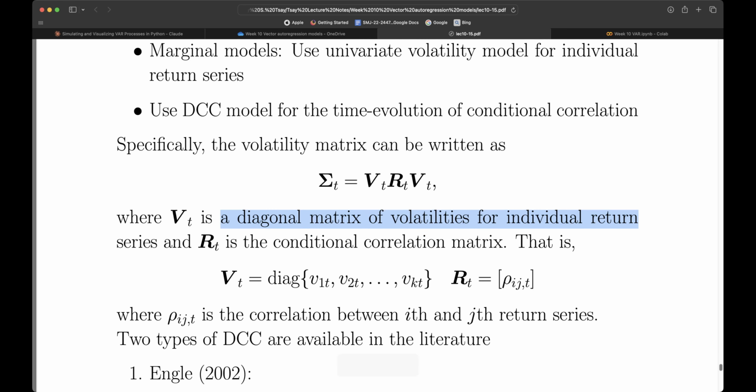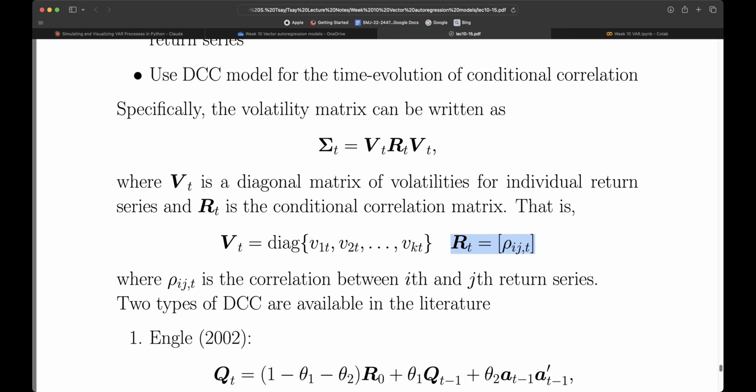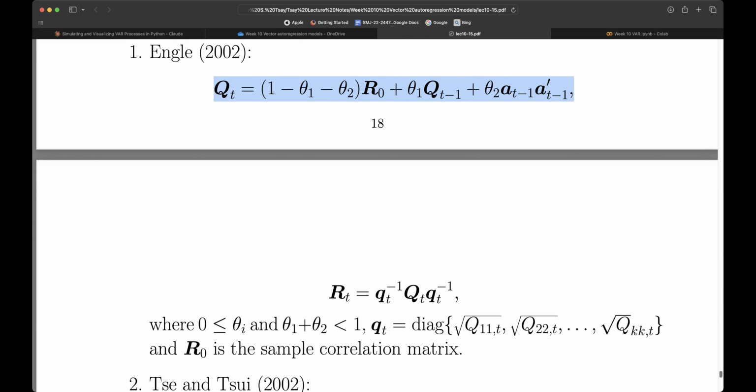It is something like this. So we estimate this with GARCH, for example, and then we only care about this correlation, the time varying correlation matrix. Two types of DCC are available in the literature. Engle's version is Qt like this, and Rt is then using small qt inverse Qt. Small qt is basically only the diagonal terms of Qt. And R0 is just the sample correlation matrix.